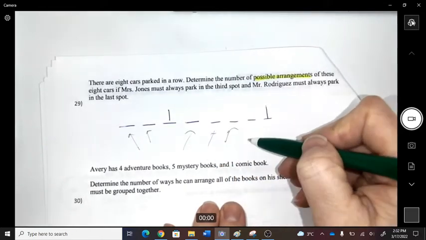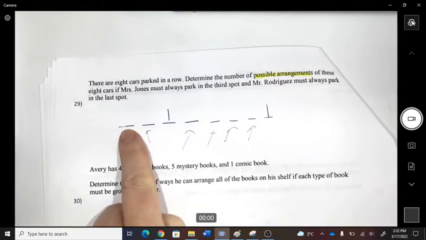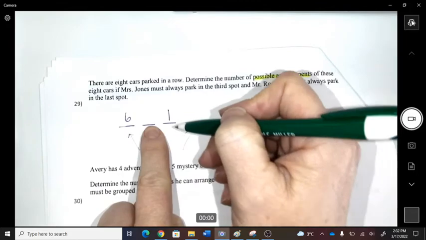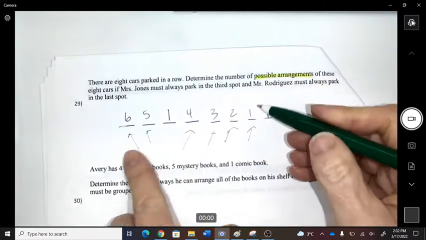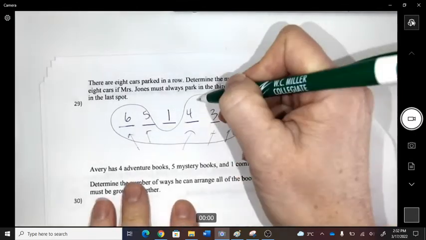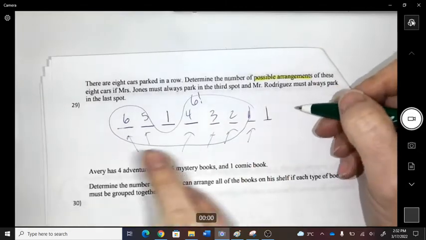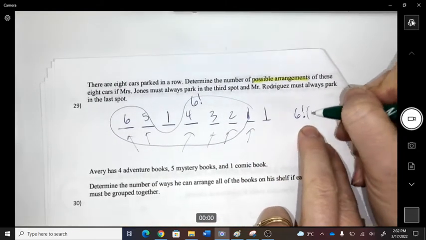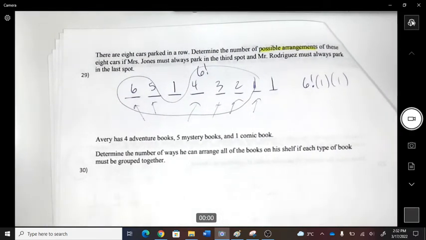Now, I got what left? 6. So how many options do I have here? 6. How many options here? 5. How many options here? 4, 3, 2, 1. Or I could have just said all of this is what in the shortcut? 6 factorial. So you could do all that separately, or you could be like 6 factorial times 1 times 1. $720.